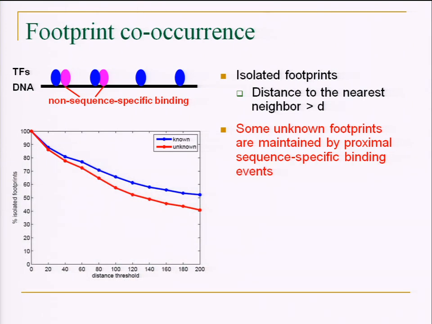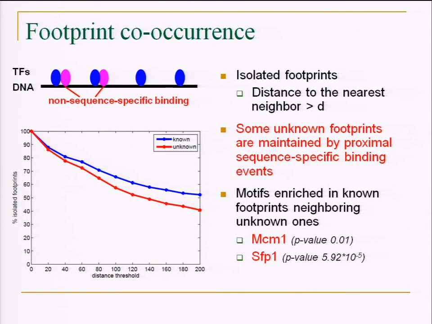It is harder for an unknown footprint to co-occur with some other footprint, which is consistent with our hypothesis that some unknown footprints are maintained in the sequence. So we find other motifs that are enriched near known footprints, who are neighbors of the footprints. We first see M1 co-occur with some unknown footprint, which may be something of non-specific binding.